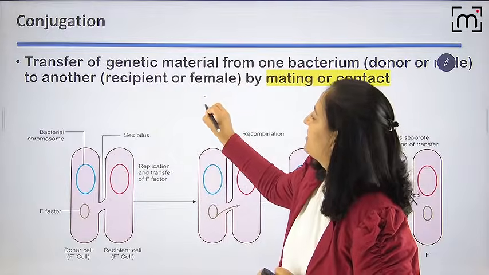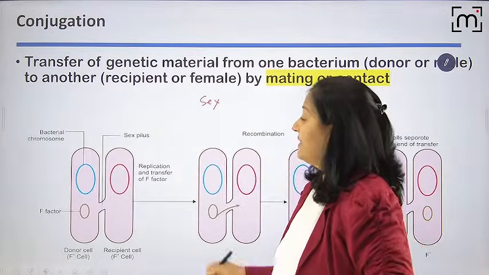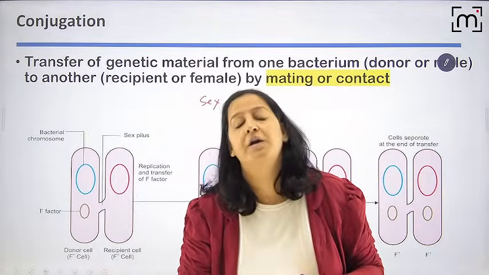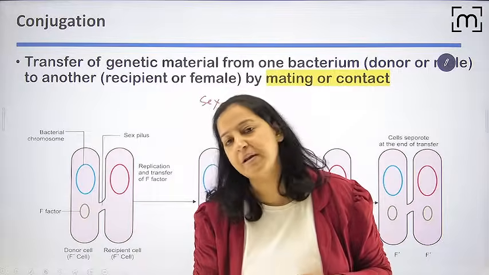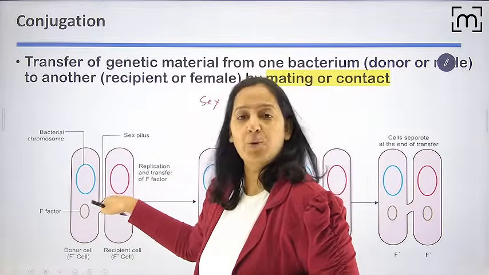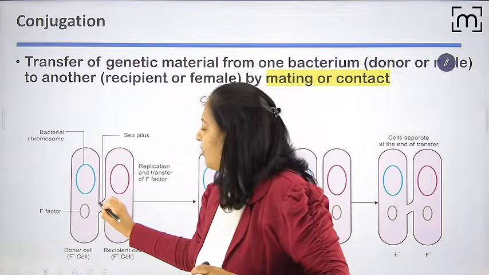So what is conjugation? Conjugation is sexduction, the sex in the bacteria. So here in the last three, bacteria were not coming physically closer, neither in transduction, nor in transformation, nor in lysogenic conversion. They were not coming and touching each other. Here the two bacteria come physically closer, and they are forming a tube between them.